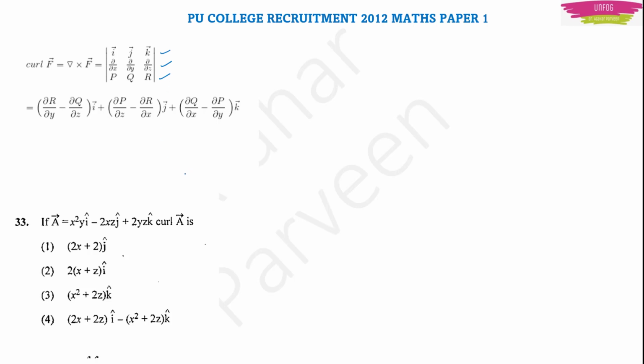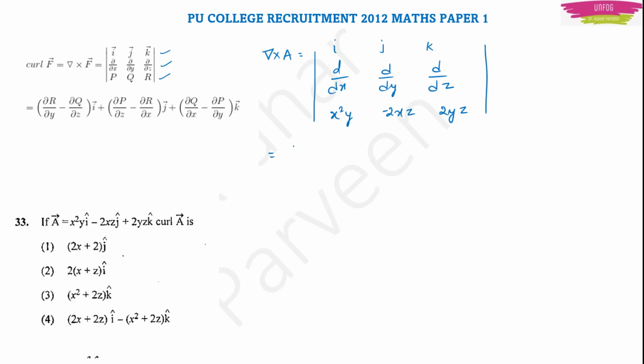Okay. For example, you can take this example only. If I have to find curl A, I will find it like this. Del cross A will be equal to the determinant with i, j, k, d by dx, d by dy, d by dz. Now I write the vector A: x square y, minus 2xz and 2yz. This is a determinant for me and I will solve this determinant now.